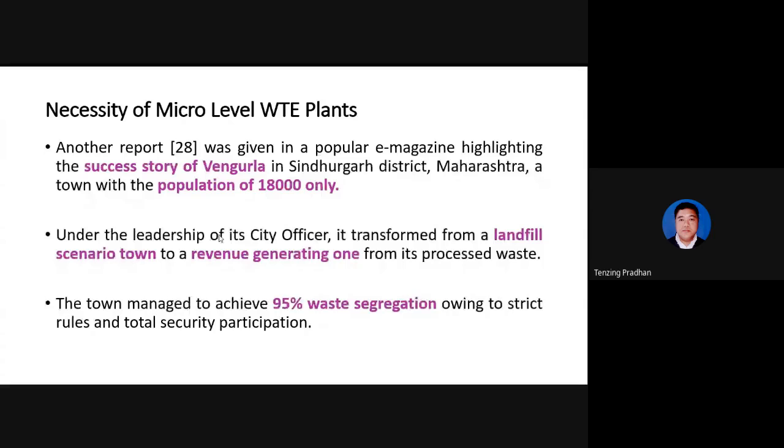There was a success story of Sindhudurg district in Maharashtra with a population of 18,000. Under the leadership of the city officer, they transformed from a land-filling town to a revenue generation one.